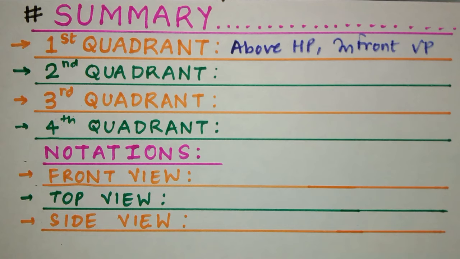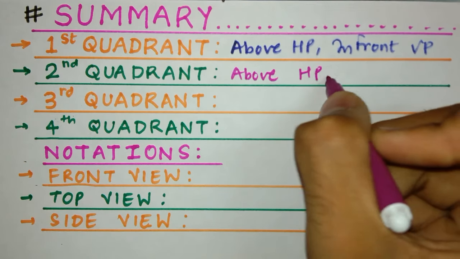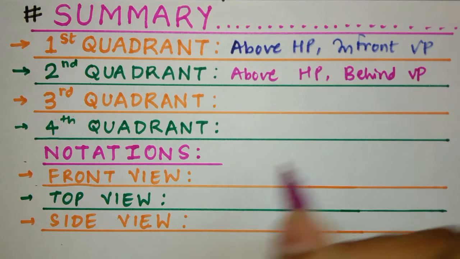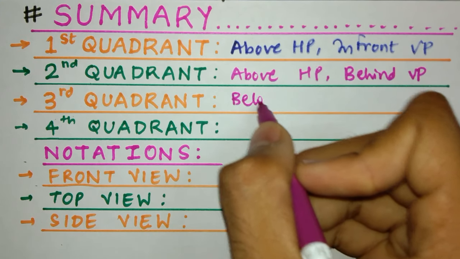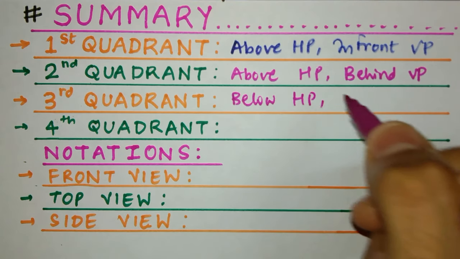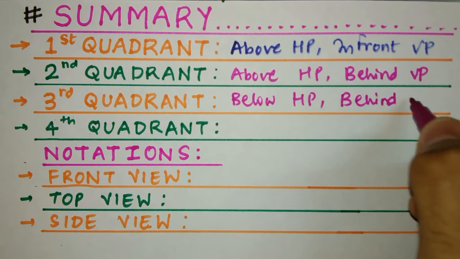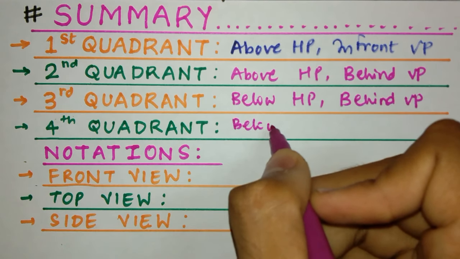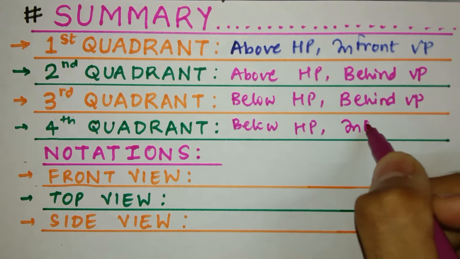Similarly, when an object rests in the second quadrant, it is said to be resting above the horizontal plane, but now it is resting behind the vertical plane. Similarly, for the third quadrant, the object is said to be resting below the horizontal plane, but now it is resting behind the vertical plane. Similarly, for the fourth quadrant, the object is said to be resting below the horizontal plane and in front of the vertical plane.